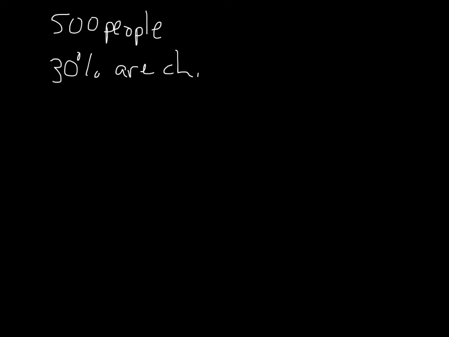And so let me give you a word problem. The word problem says this. It says there are 500 people at a concert, okay? And it says 30% are children. Now, it doesn't say there are 30 children. It says 30%, or we'd say 30 out of 100 are children. And so the question is, how many children were there at the concert?